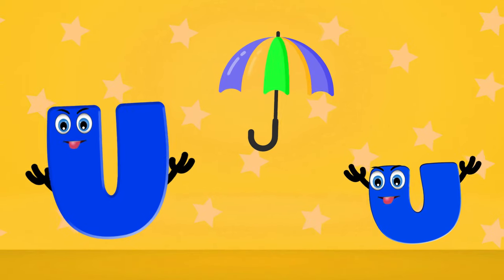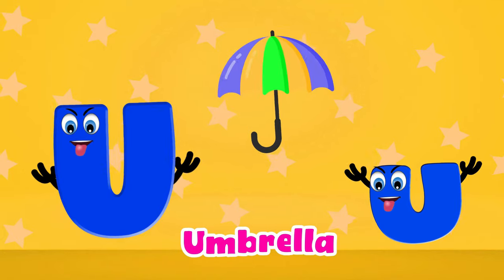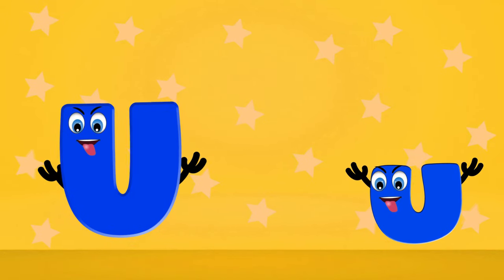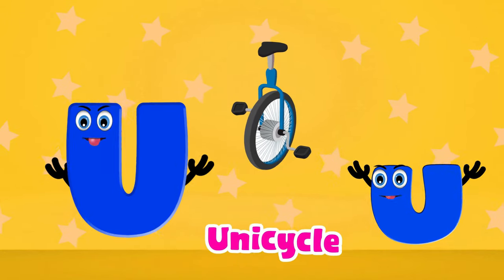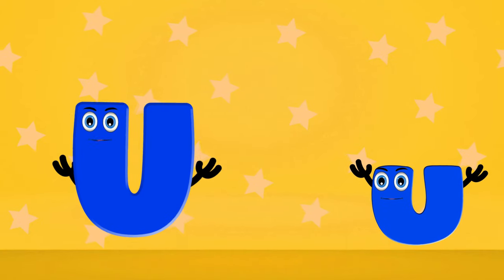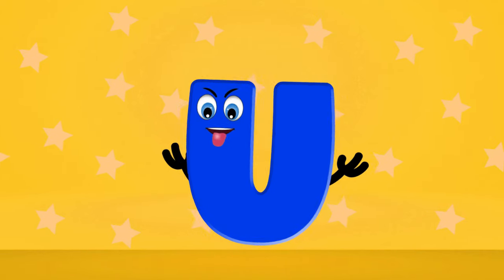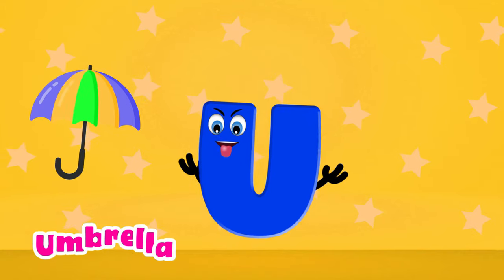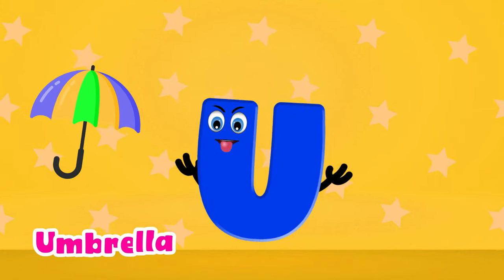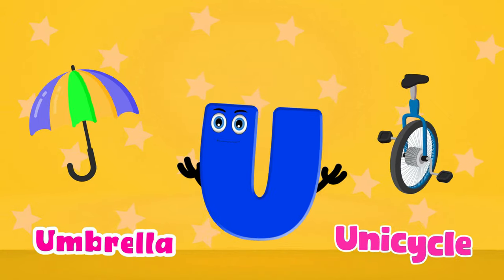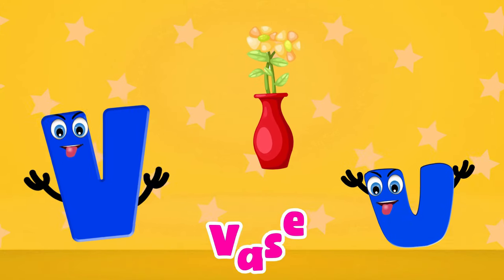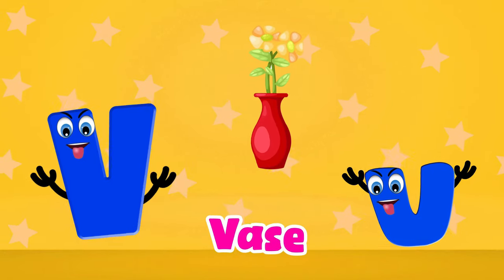U is for umbrella, umbrella. U is for unicycle, u, u, unicycle. U is for umbrella. U is for unicycle. V is for vase, v, v, vase.